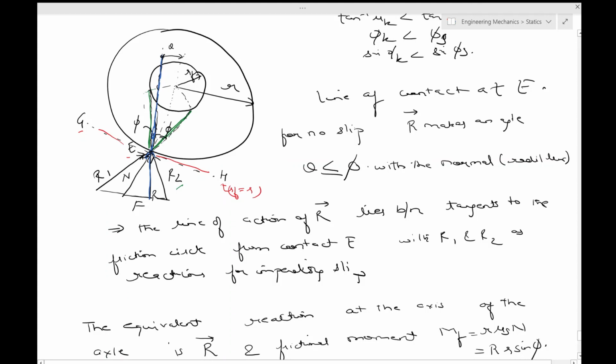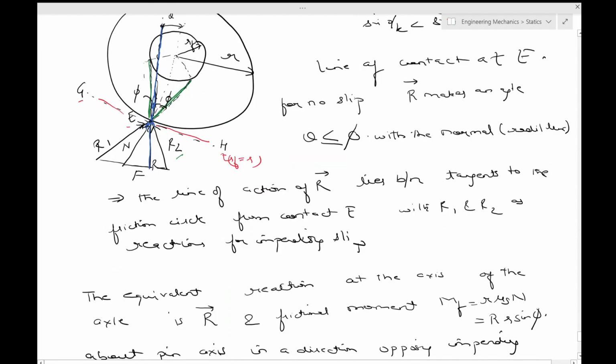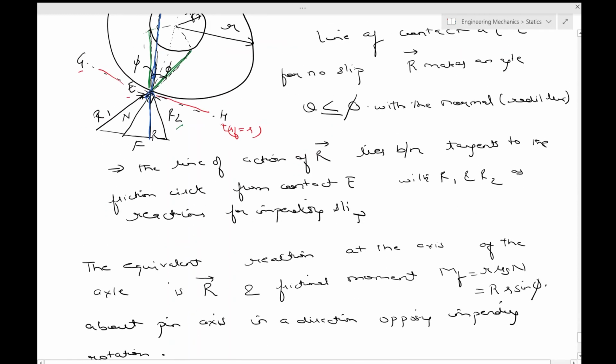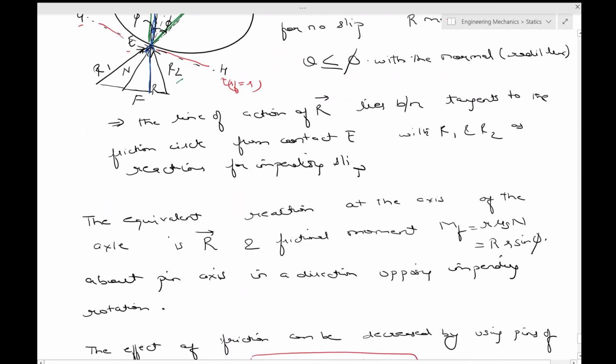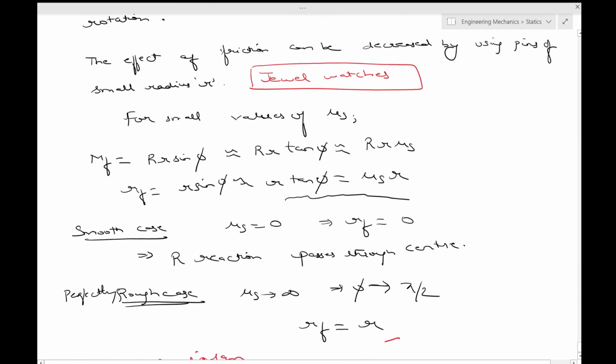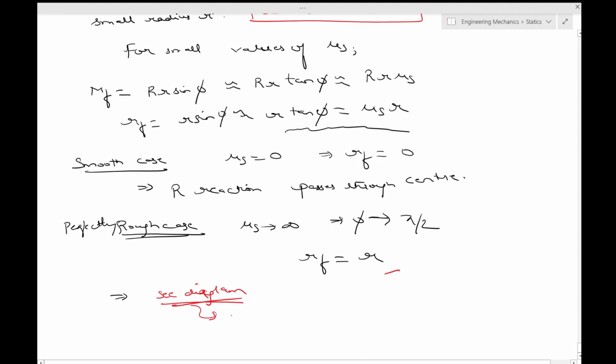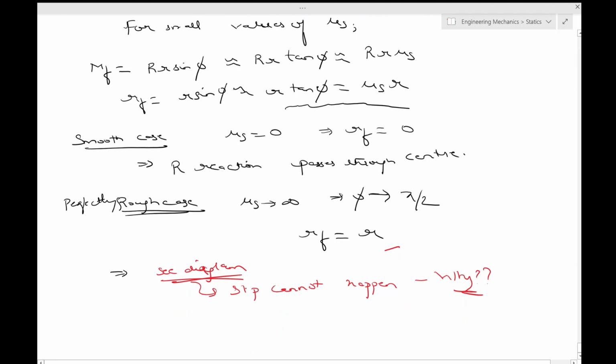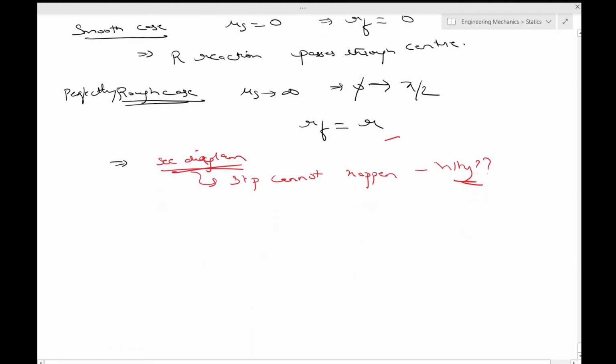So it's a limiting case, and in this case clearly slip cannot occur because you require something for slip to happen, and that condition cannot be met. So let me put that slip cannot happen, and you should find out why. I think it's already contained in these, but you should do that.